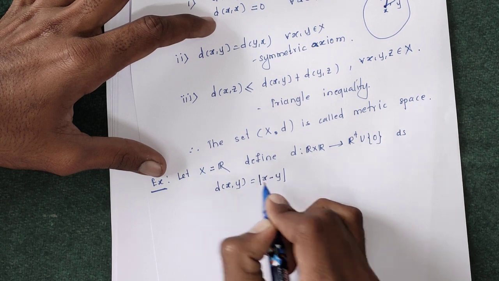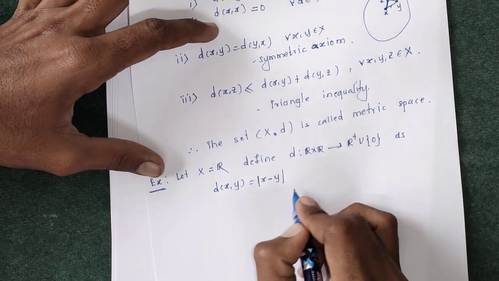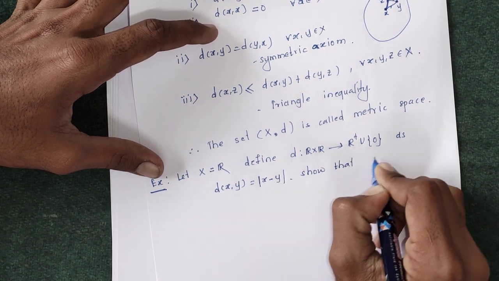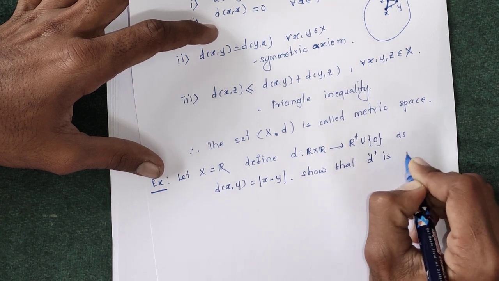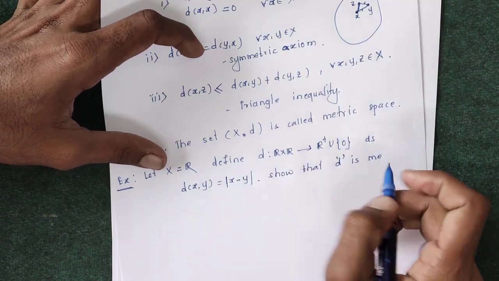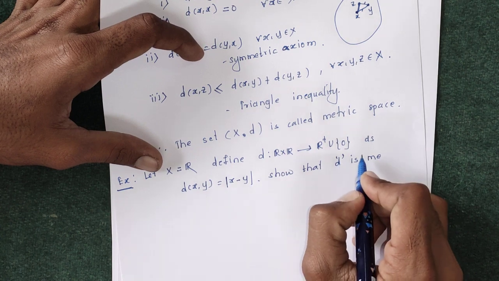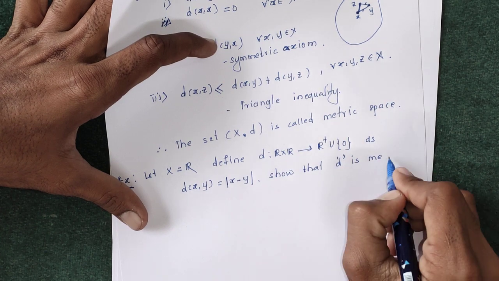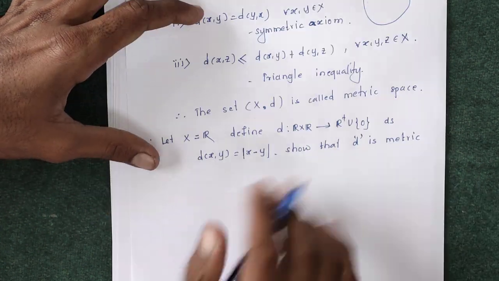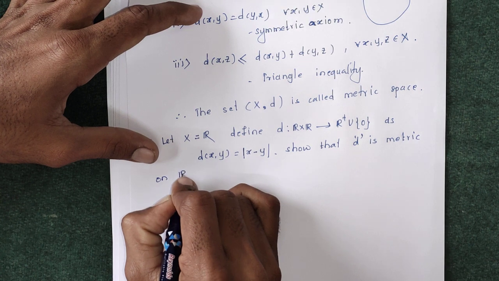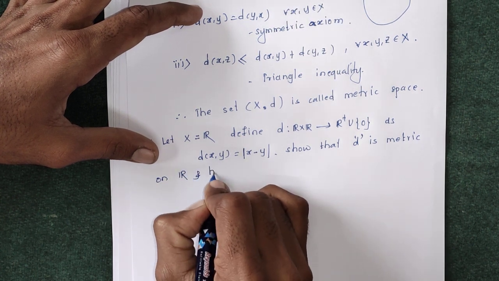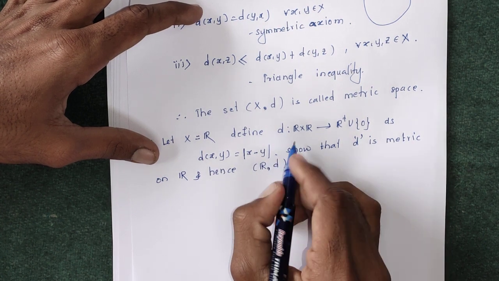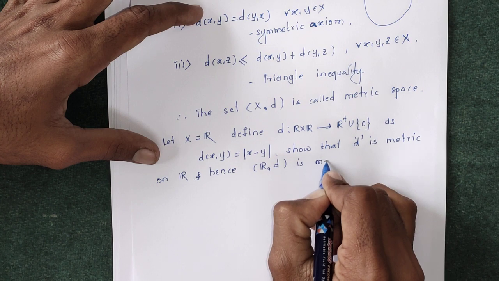This is the metric. Suppose, first of all we will complete the question. Show that D is metric on R. D is metric on R, not D is metric space. D is metric on R, or (R, D) is called metric space. D is metric on R, and hence this R with D is metric space.